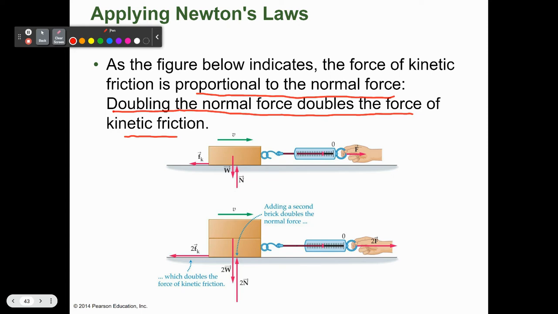Our force of kinetic friction is going to go in the opposite direction because remember, the force of friction is the friction that opposes motion. So if I want to pull it in this direction, my force of friction is going to act in the other direction. And if we double this weight or this normal force, then we're going to have to pull twice as hard to get it to move, and our friction is twice the magnitude as well. Okay.